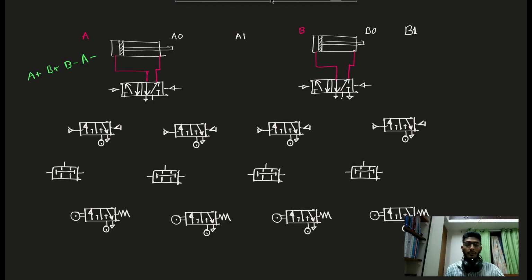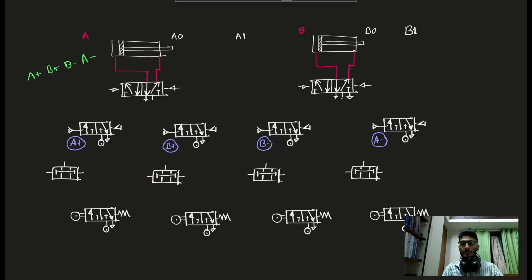Now I will write some identification for better understanding. Here you can see the sequence, right? A plus, B plus, B minus, A minus. And now I will write this sequence on all the 3x2 DCB which are pneumatically operated. So this one is A plus, this one will be B plus, B minus, A minus.